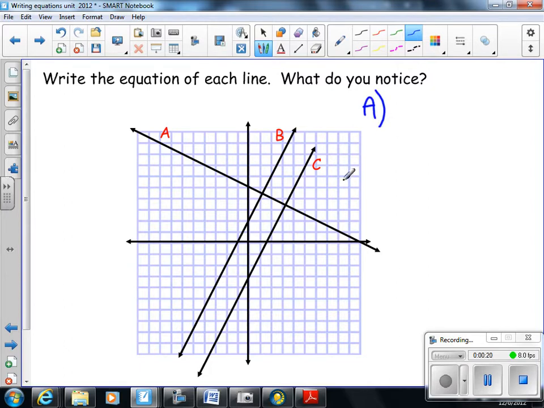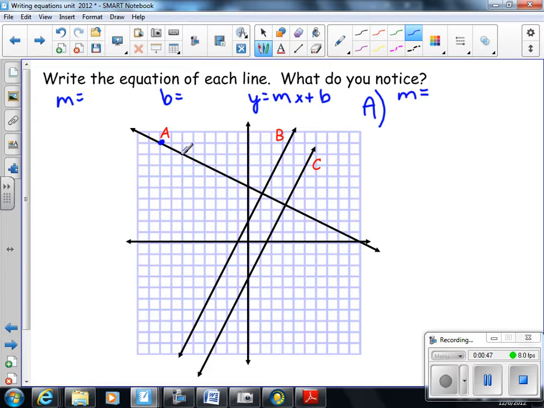What two things do you need in order to write the equation of any line? Okay, you need the slope, and you need the y-intercept. And you usually write it in y equals mx plus b form. What do you notice about the slope on this one? Okay, it's negative, it's declining. So we're going to write that down for this line A.